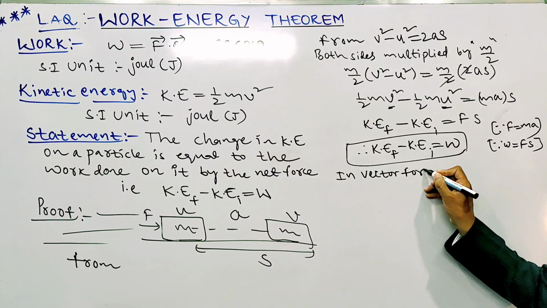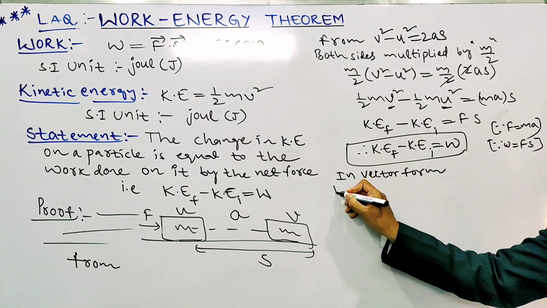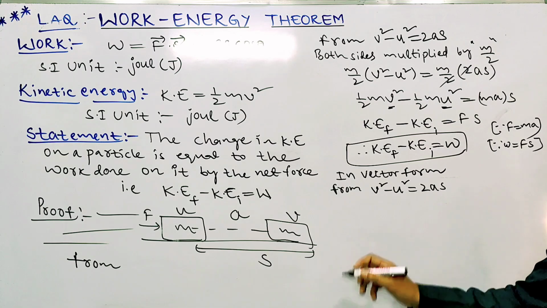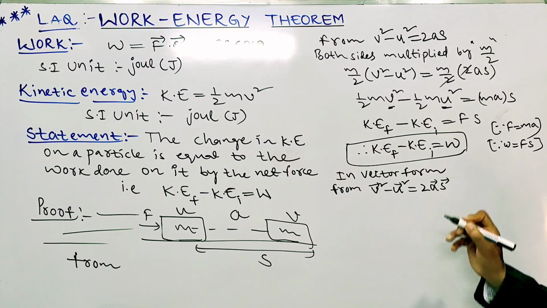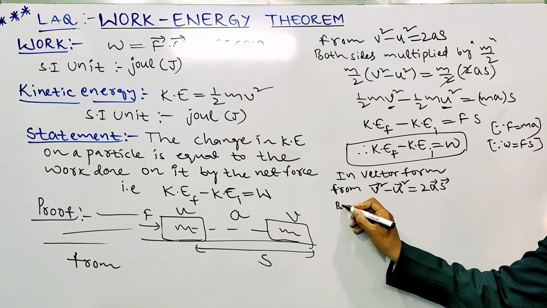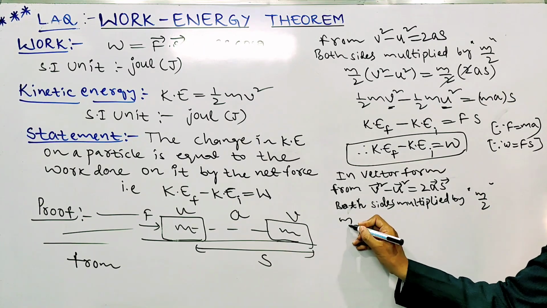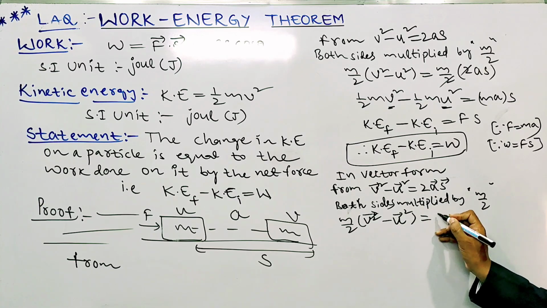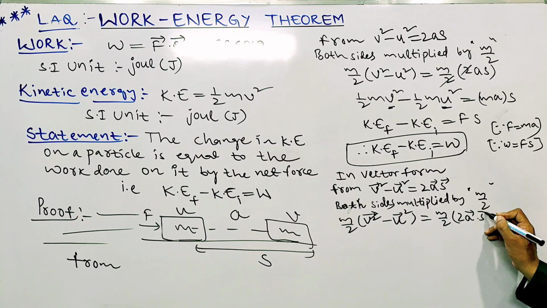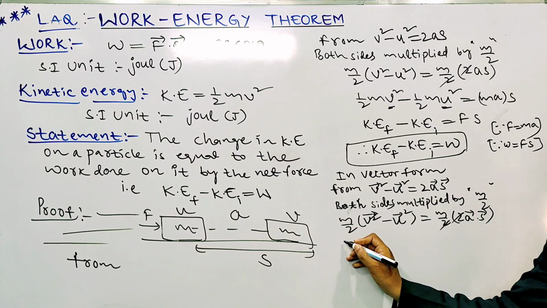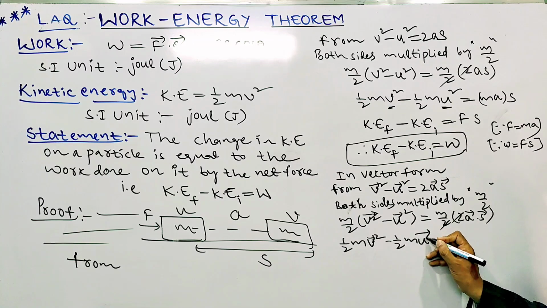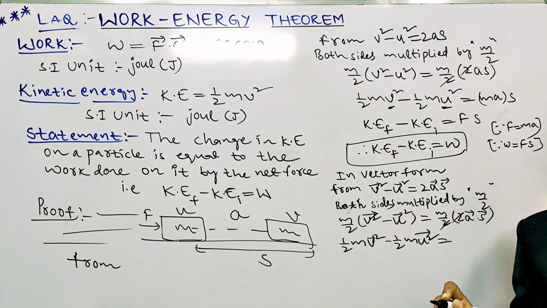In vector form, taking the same formula V square minus U square equals 2as, we write V bar square minus U bar square equals 2 a bar dot S bar. Multiplying both sides by m by 2, the 2 gets cancelled, giving half m V bar square minus half m U bar square equals m a bar dot S bar. Here m into a bar is the force, so F bar dot S bar.